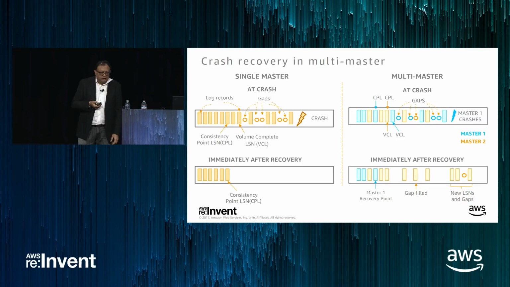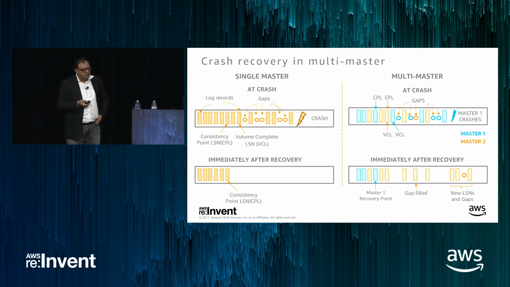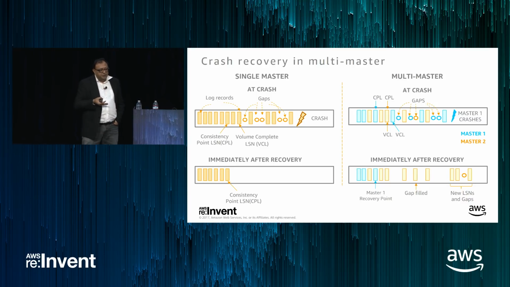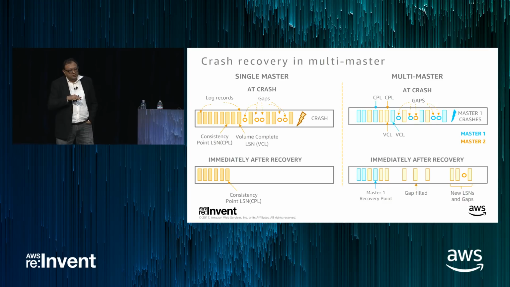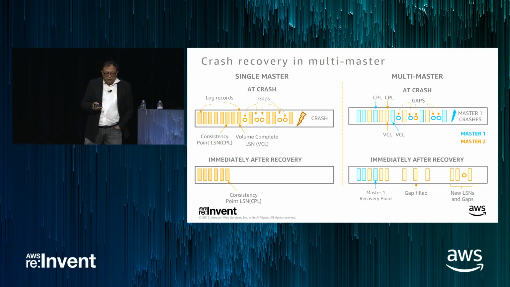Let's quickly look at crash recovery here. So crash recovery, we discussed what single master looks like. Multi-master is actually more complicated, and that's because losing one database node doesn't mean the other one's gone, right? So in this case, you've got, again, the blue guy and the orange guy. The blue guy went away.